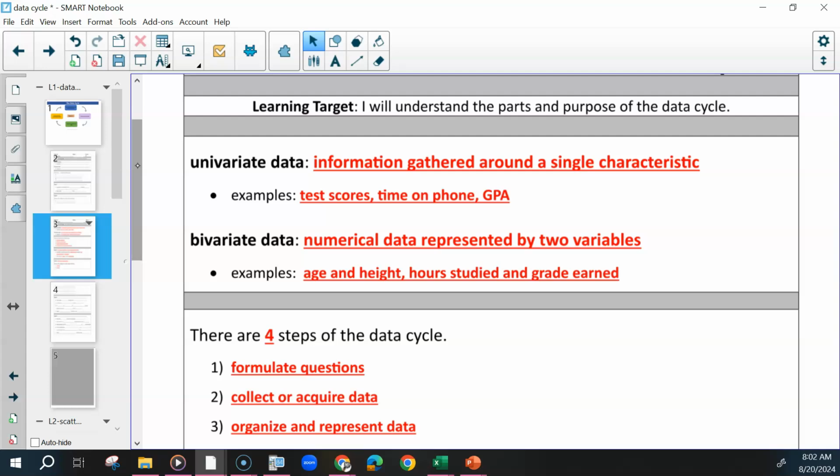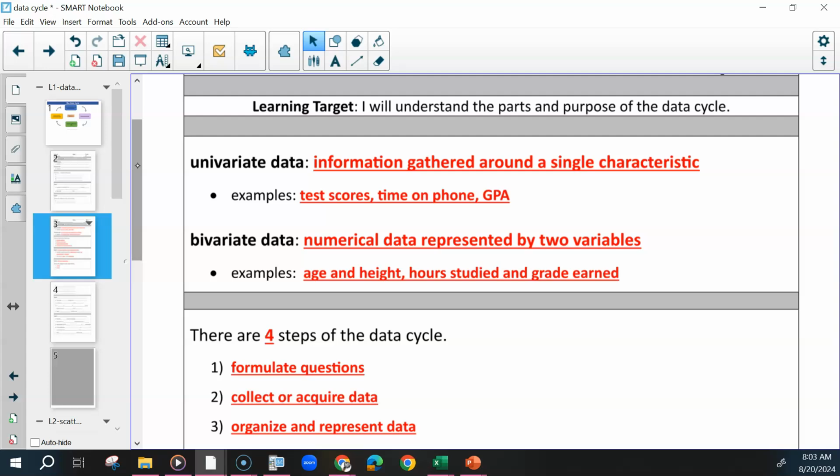So we're going to talk a lot about univariate data and bivariate data. When we talk about univariate data, it's like a single thing. Think about the stations you did, your age, your height. Those were single characteristics that you found. If I just looked at test scores, time spent on a phone, or GPAs in general. If I add in other things, that's bivariate. So univariate is just one single characteristic of data.